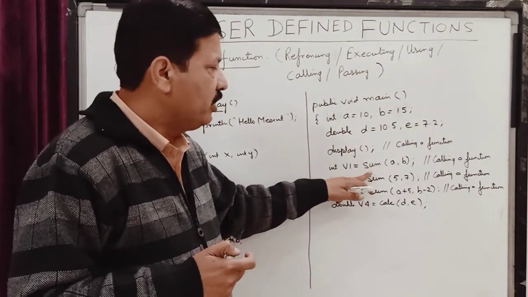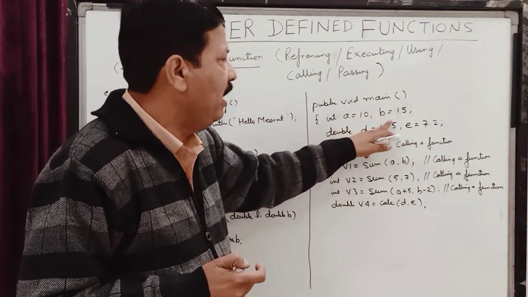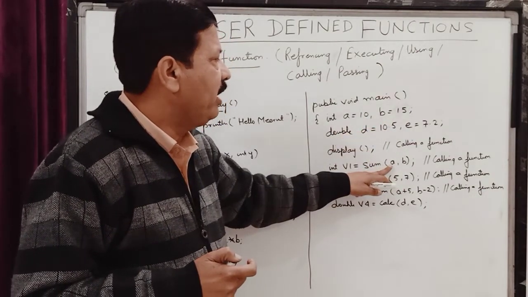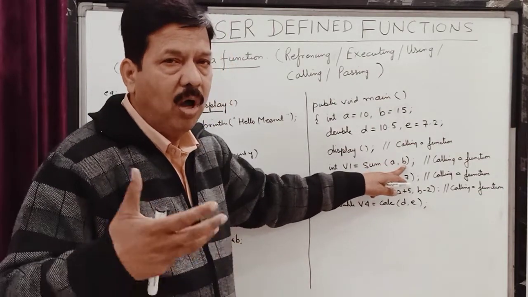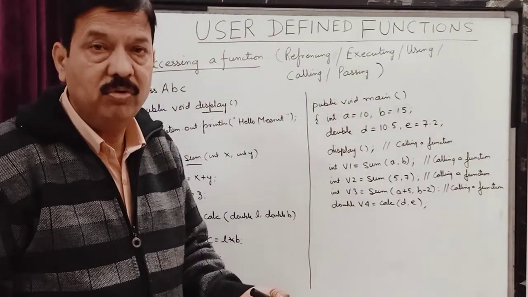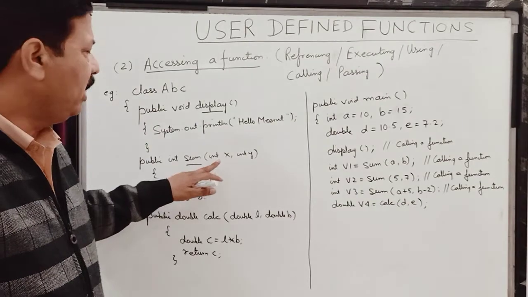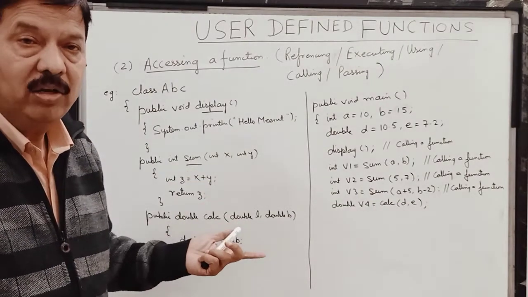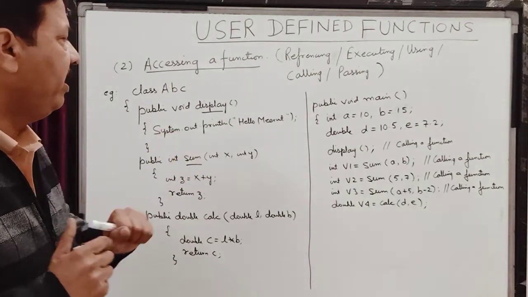In the first case, I am calling it with the values a and b. A is storing a value 10 and b is storing a value 15. So children, when I call a function, these parameter lists must have some values. And when I define a function, these parameter lists do not have values. They are only used to define a function. So children, there is a difference.